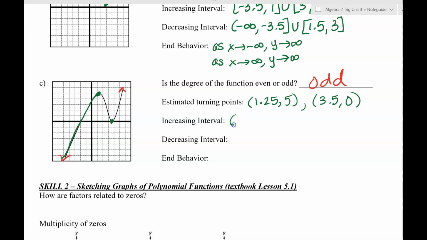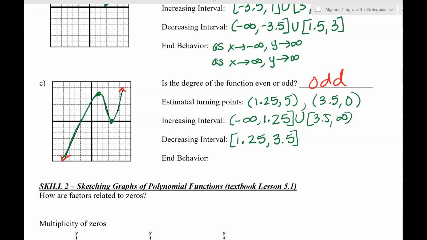So my increasing interval is going to start us off from negative infinity till that first turning point, which has an x value at 1.25. Then I hit the turning point and I have a decreasing interval. So my decreasing interval goes from one turning point, x value of 1.25, to the next turning point, x value of 3.5. Then I hit this turning point and I'm increasing. So that's going to be added on to my increasing interval from 3.5 to infinity.